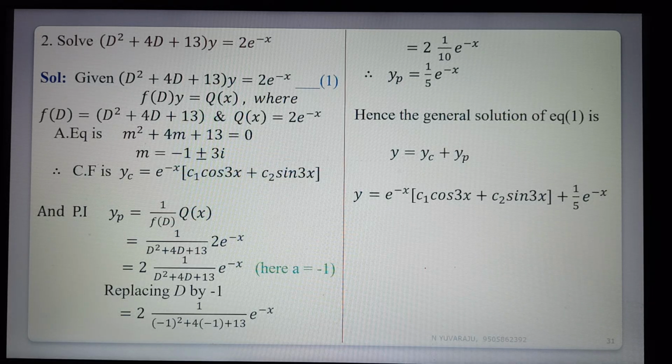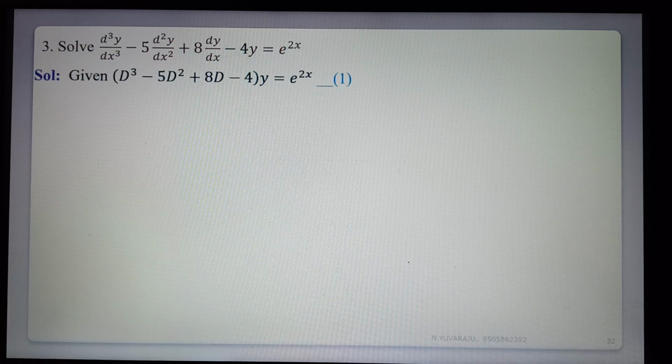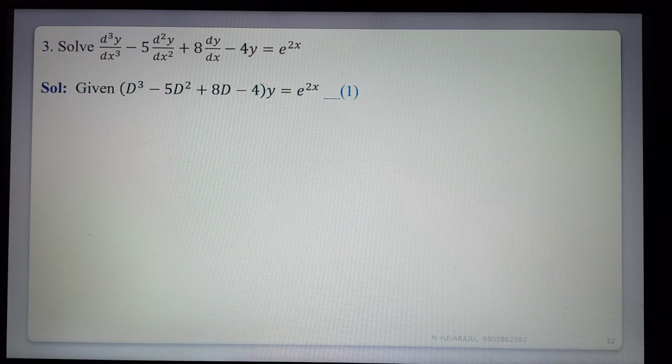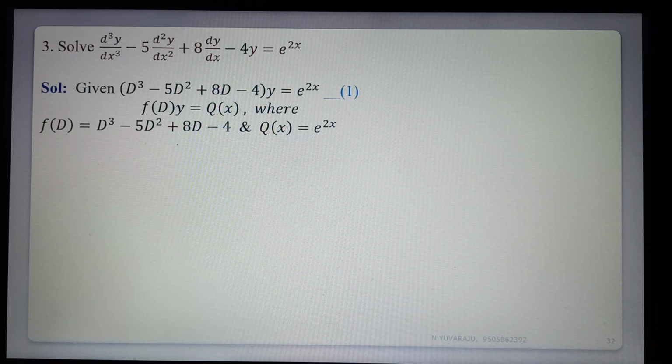Okay. See the next example here. Solve d cube y by dx cube minus 5 into d square y by dx square plus 8 into dy by dx minus 4y is equal to e power 2x. So that is in operator form: f of D into y is equal to Q of x, where f of D is equal to D cube minus 5D square plus 8D minus 4, and Q of x is equal to e power 2x.